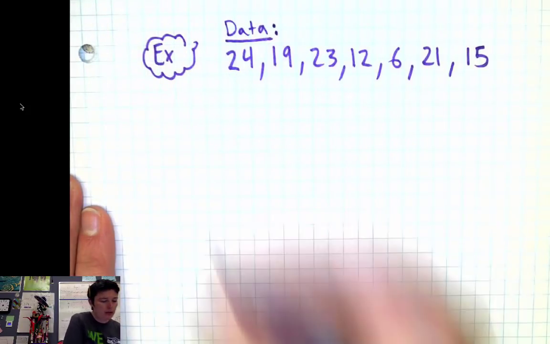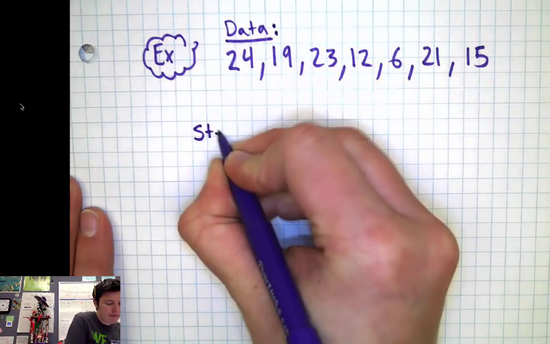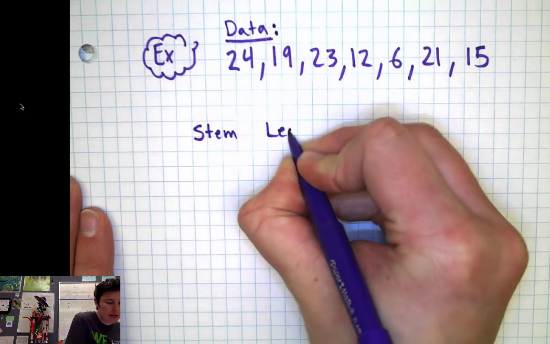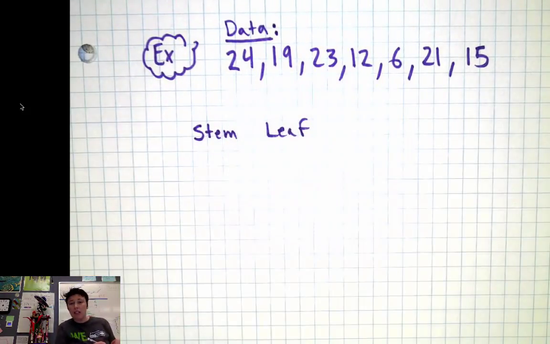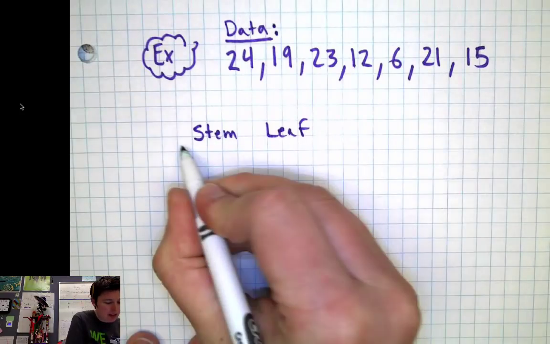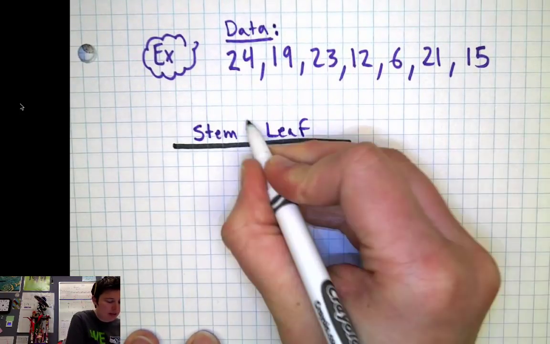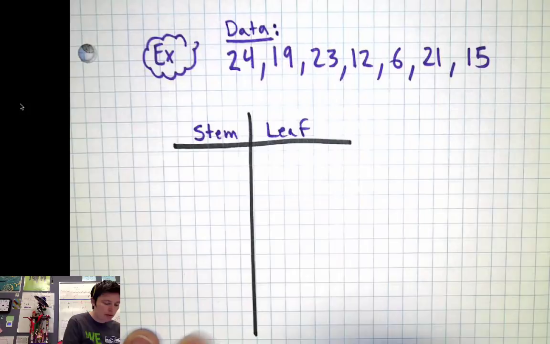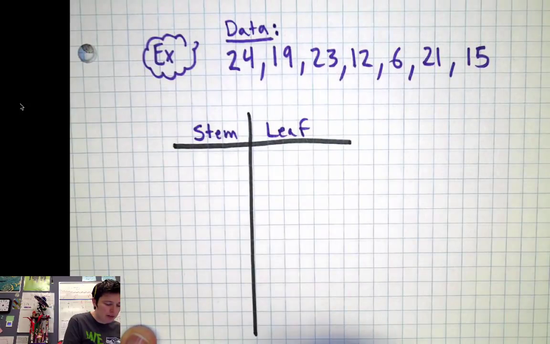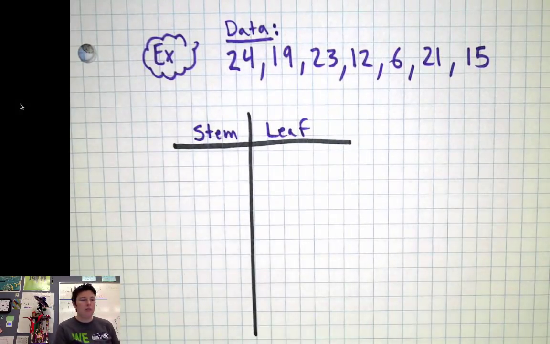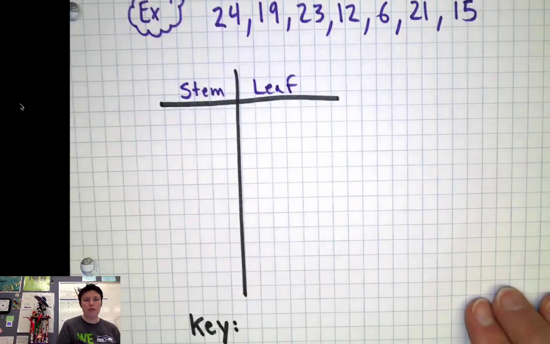Now what we're going to do is create our stem and our leaf. And the easy way to do this is just make it look like a T-chart. So I'm going to take stem and leaf and split it down the middle. I'm also going to need a key down at the bottom so people can understand it. So I'll make sure to include that also, which is way down there.